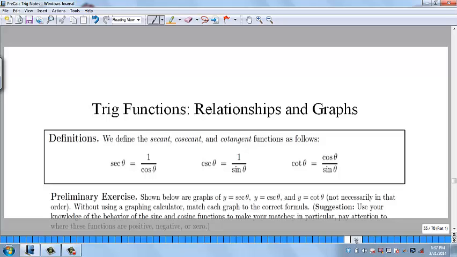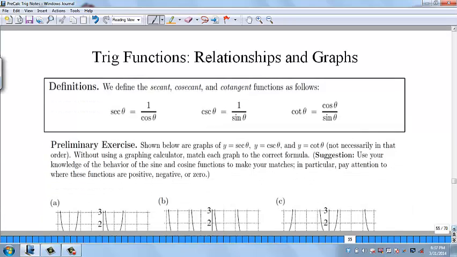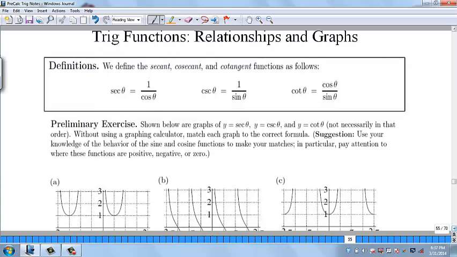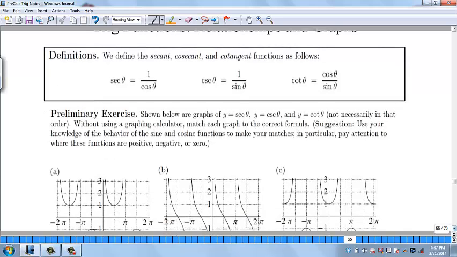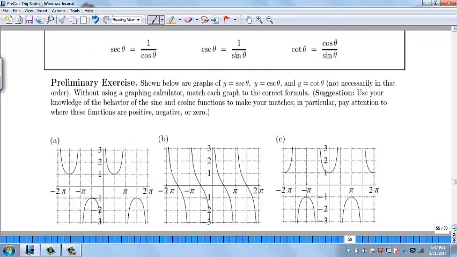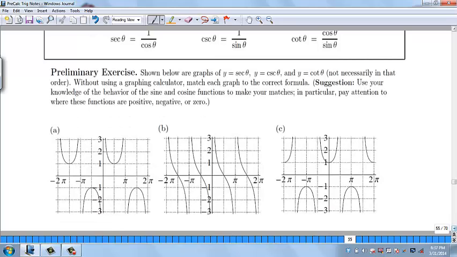Alright, let's look at the relationships of the graphs of trig functions. First we'll define secant, cosecant, and cotangent functions as follows. And we talked about this. Secant is 1 over cosine, cosecant is 1 over sine, and cotangent is cosine over sine. Shown below are graphs of secant, cosecant, and cotangent, not necessarily in the order. Without using a calculator, match each graph with the correct formula.